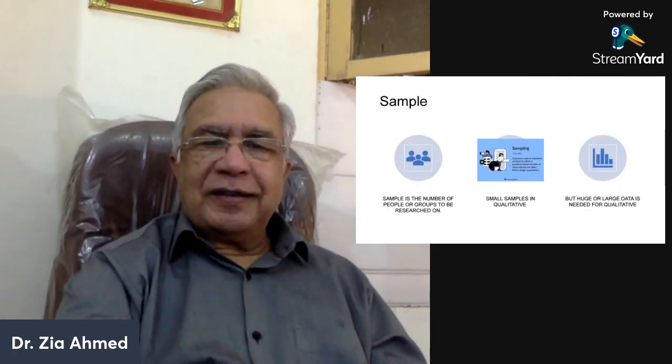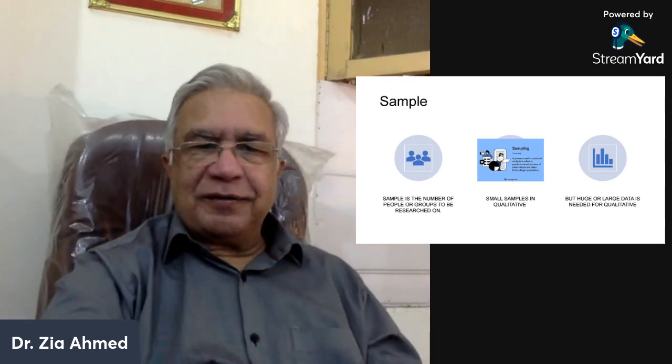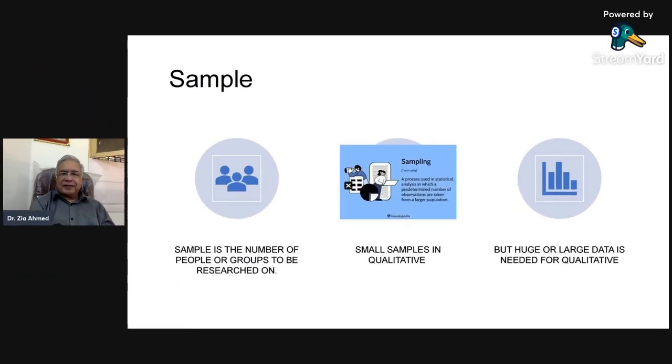First of all, we need to know what sampling is. For this purpose, students need to understand that sampling is a method through which we select a certain number of people or groups to research upon. When the data is very large, definitely we need to go for this. But if the data is small, sampling is not that much required. In case of large data, sampling is required. There are certain methods to do so, and let us see what these methods are.